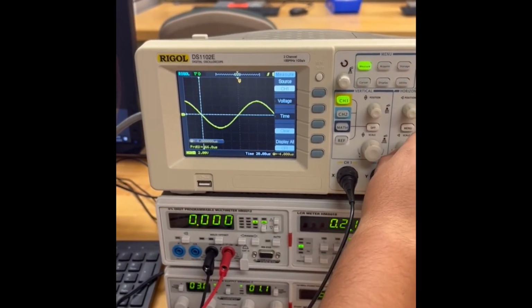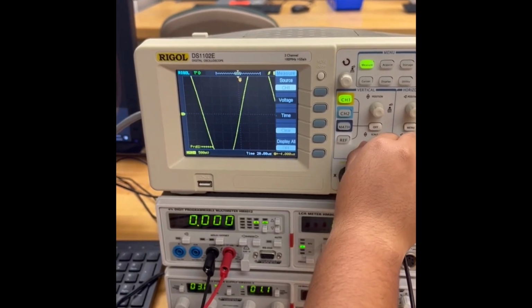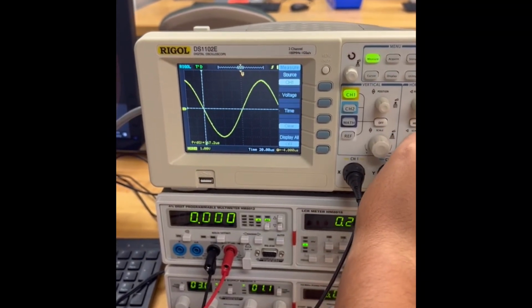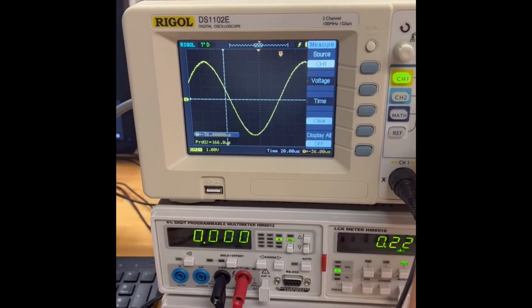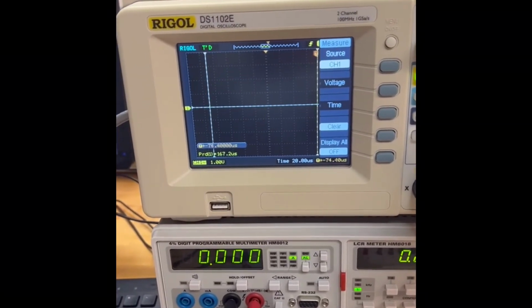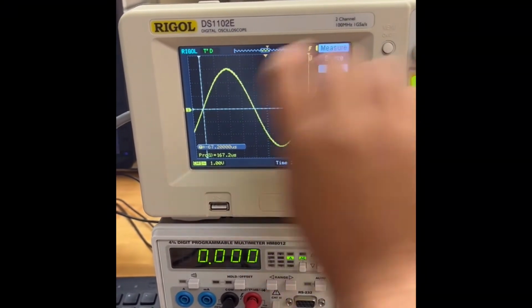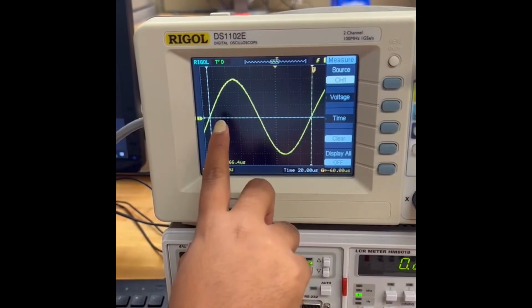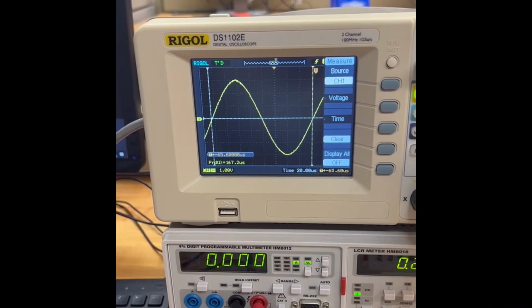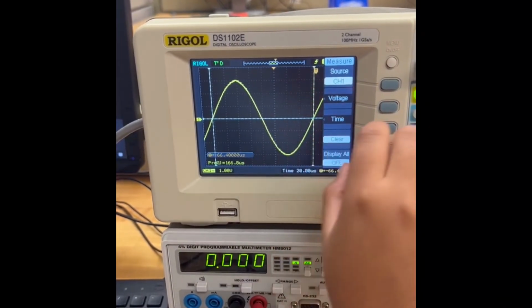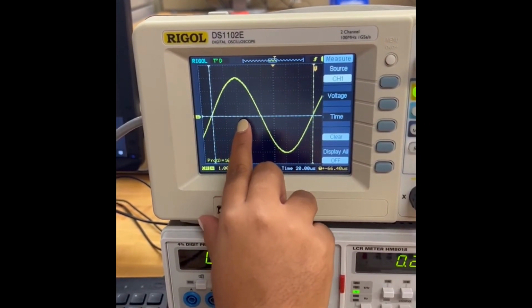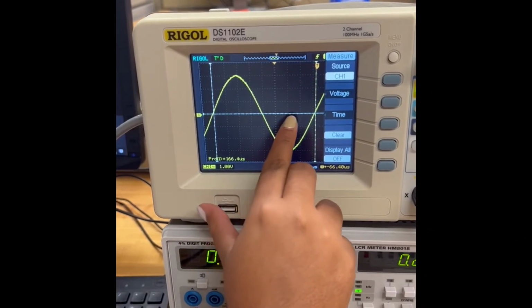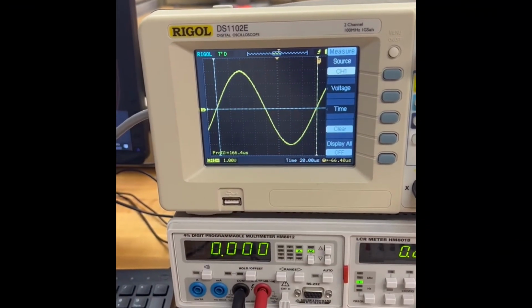Now for old school, we're going to go ahead and scale it in, make sure we are able to see the squares and count them. We're going to try to align, and we're going to count from the first zero crossing to the second zero crossing. Okay, so for our old school method, we're just going to count squares across. 1, 2, 3, 4, 5, 6, 7, 8. So we have 8 divisions.